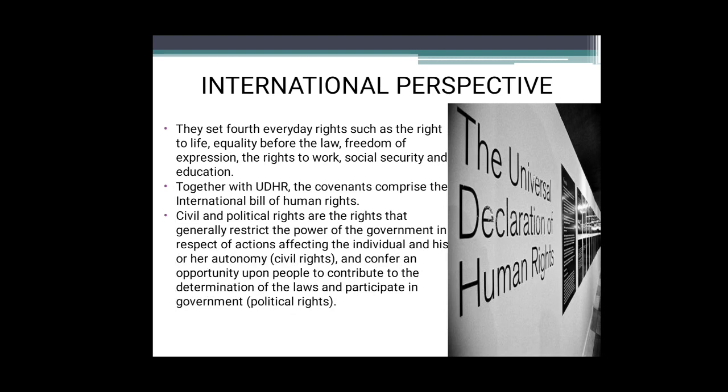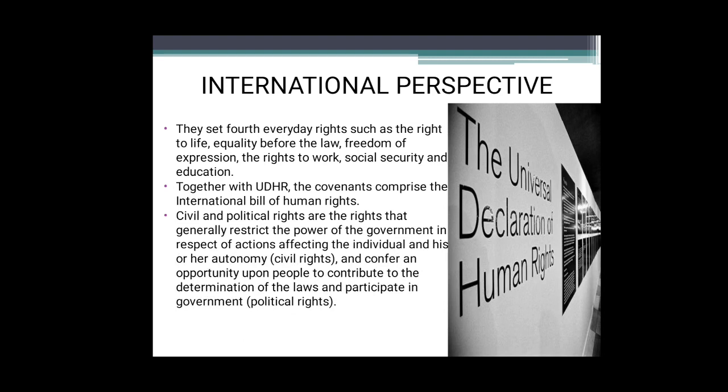What are the international perspectives? They set forth everyday rights such as the right to life, equality before the law, freedom of expression, the right to work, social security and education. Together with the UDHR, that is the Universal Declaration of Human Rights, the Covenant comprises the International Bill of Human Rights.